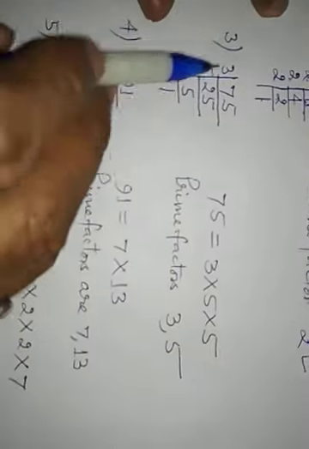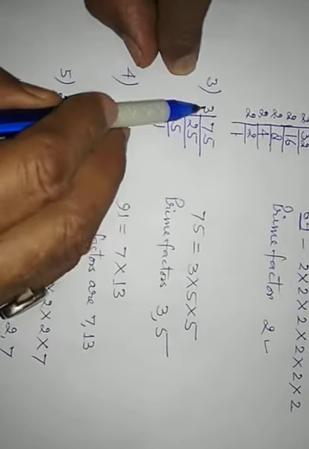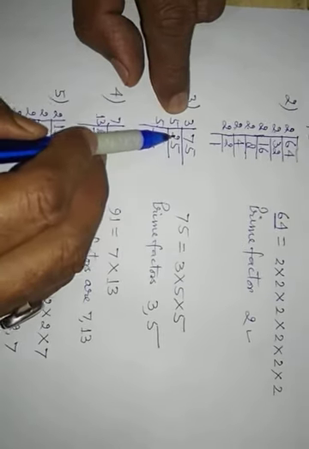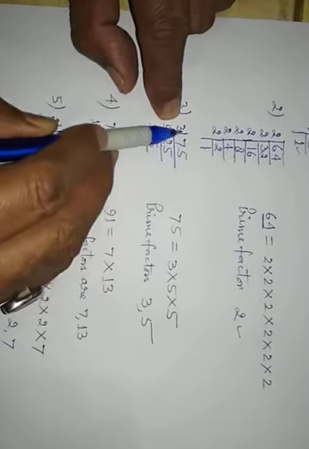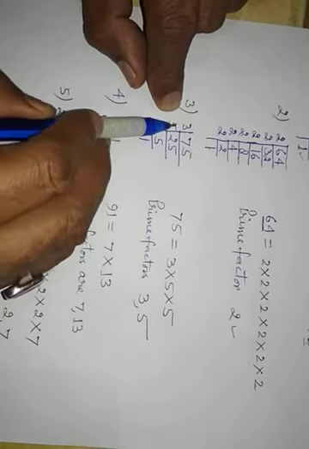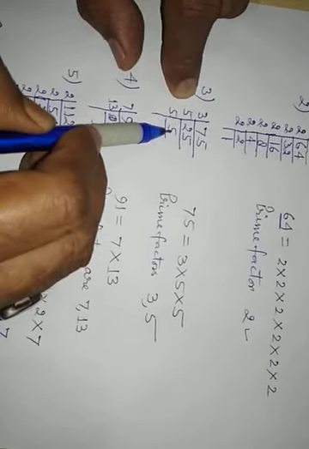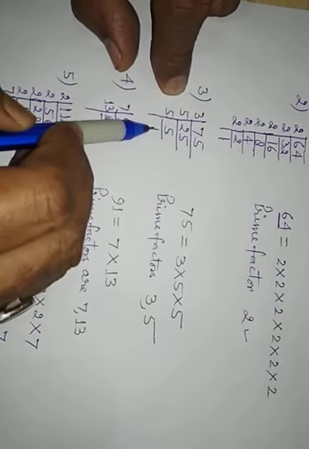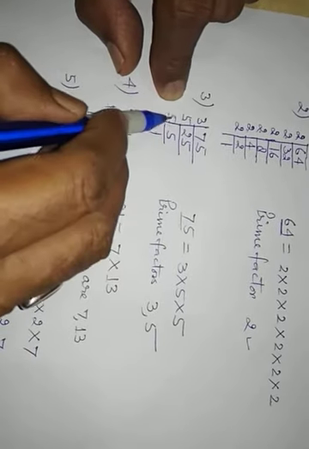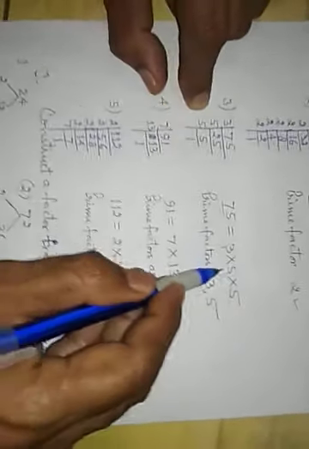Question number third part of this. 75 can be divided by 3. Divide 75 by 3. 3 2 are 6. 1 is left. Then 3 5 are 15. Now 25 can be divided by 5. 5 5 are 25. Again this 5 can be divided by 5. 5 1 are 5. So you can write 75 is equal to 3 into 5 into 5. Prime factors are 3 and 5.